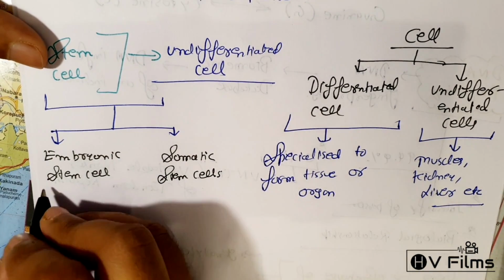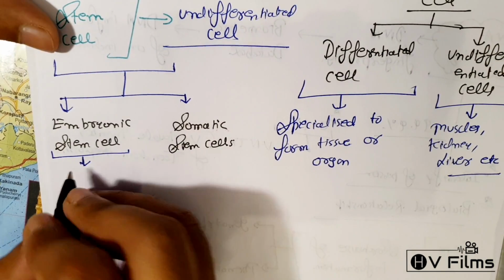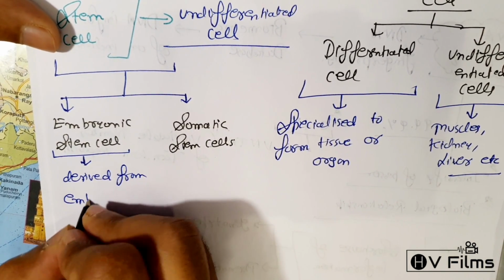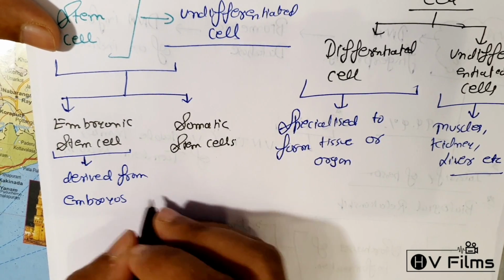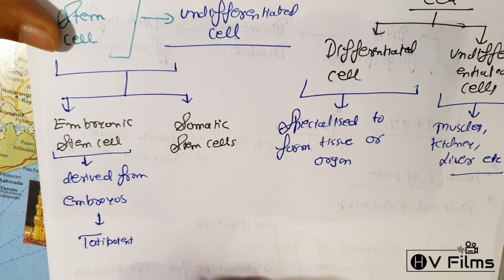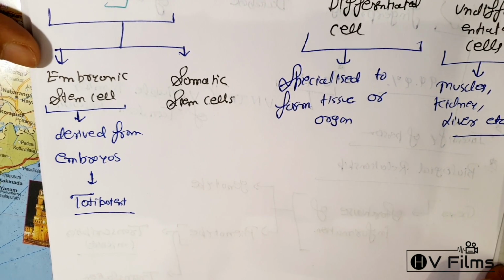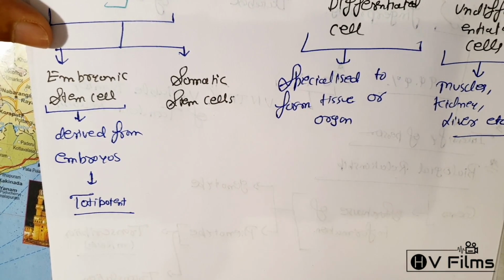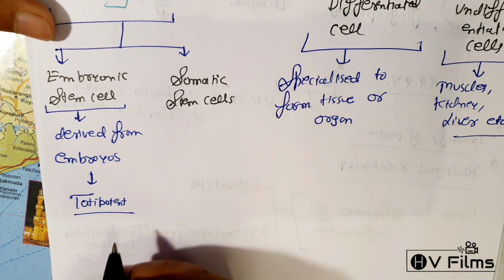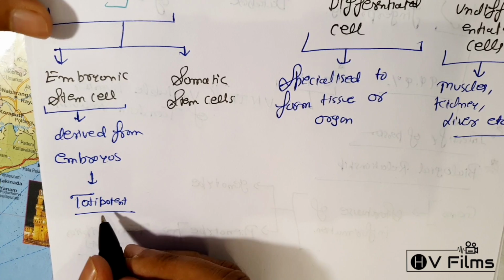Now the embryonic stem cells are derived from embryos, and more importantly, these are totipotent. Totipotent is a classification of those cells which can produce a clone of the entire organism. So I repeat, totipotent is the term given to cells which can produce a clone of the entire organism.